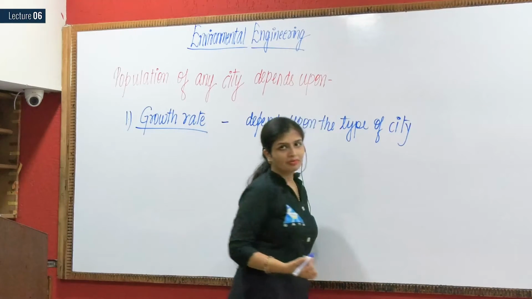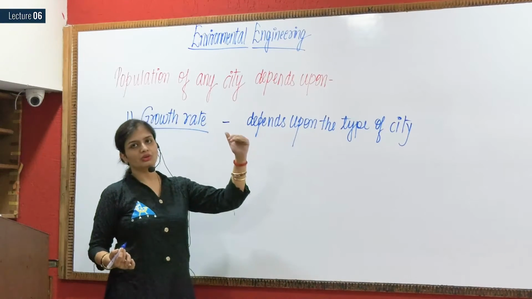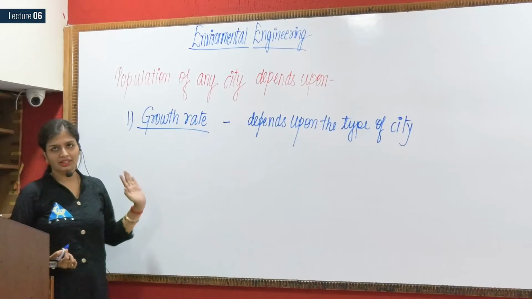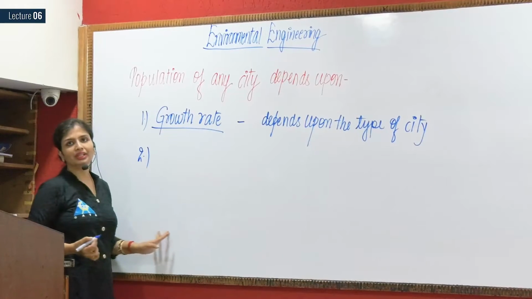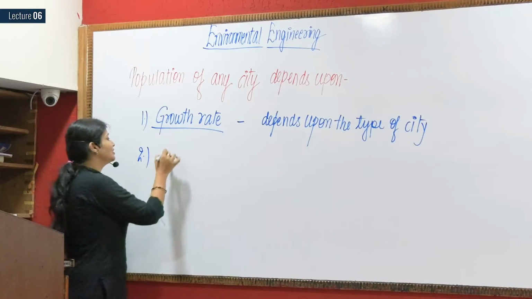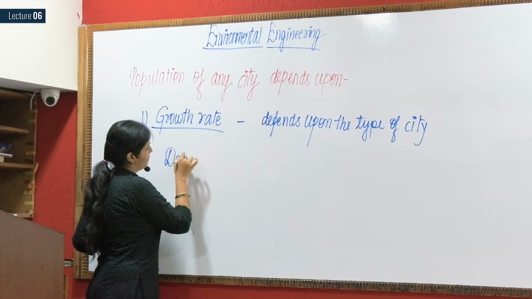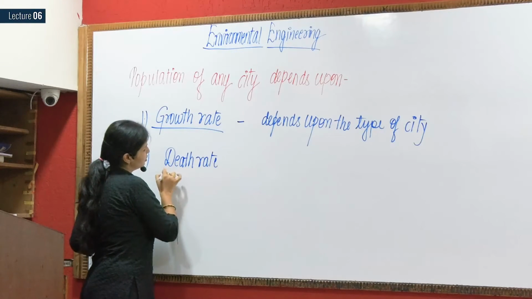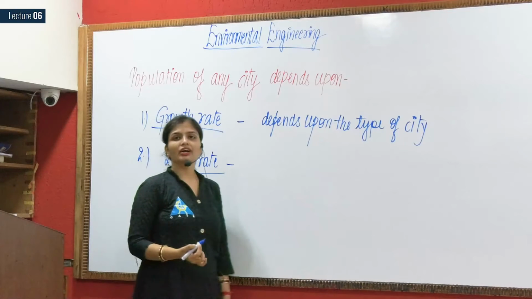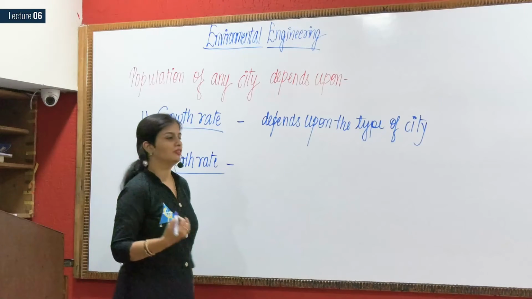For a young city, growth rate is high. For an old city, the growth rate is decreasing. Now, the second thing is growth rate, or you can say birth rate. Second thing is death rate. Now, I'll tell you a statement. You first think how to justify it. Death rate also depends upon the type of city.